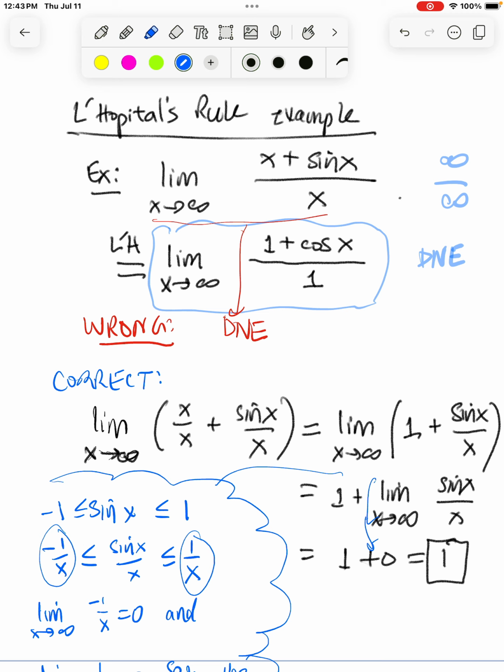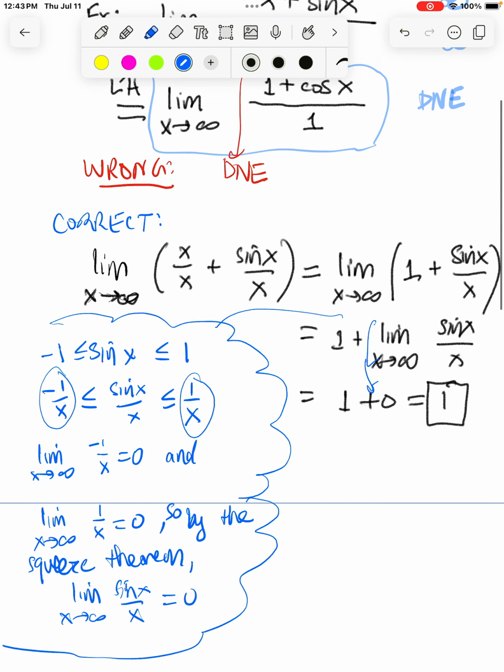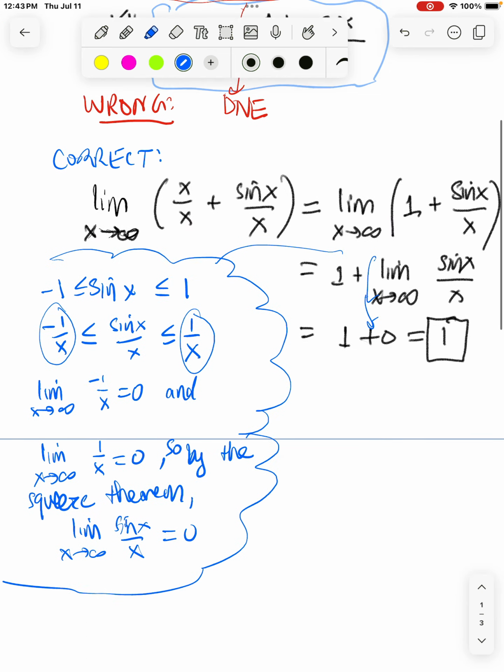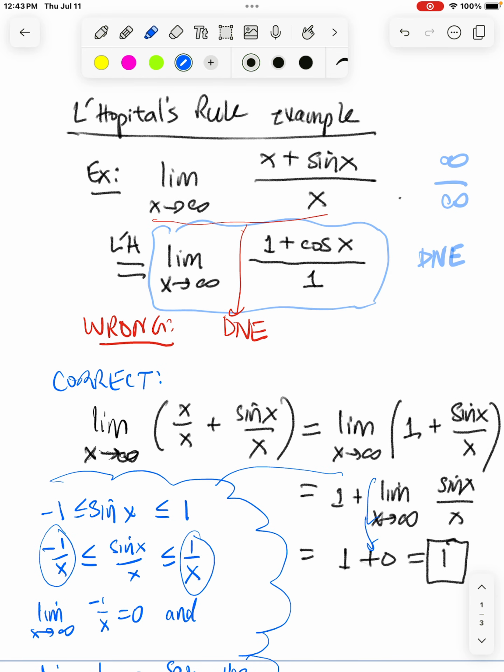But in this case we found that this second limit doesn't exist, so we can't actually say anything about the original limit. L'Hopital's rule doesn't tell you what happens if this limit of f prime over g prime doesn't exist. Then L'Hopital's rule doesn't apply, it doesn't say anything, and you have to do something else. You have to try a different method. And when you do a different method, in this example, you do get the correct answer, which is 1.